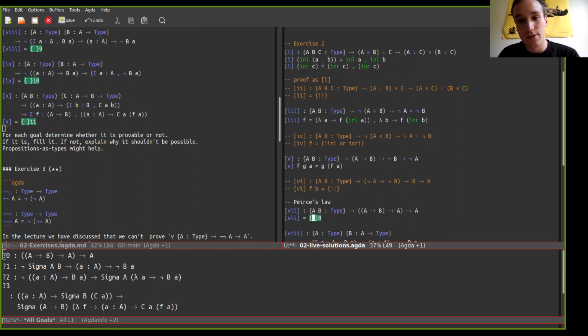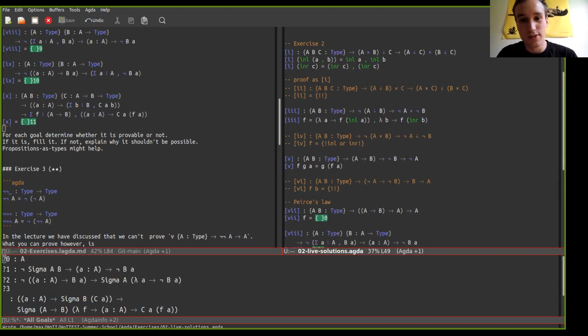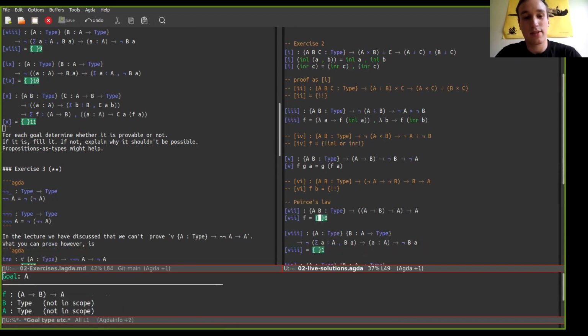Again, you really only have one assumption here, this F, and you have to construct something of type A. Our F tells us we can construct a term of type A if we had a function from A to B, but we know nothing about A or B, so we don't know if there is a function between them. For example, if A is the unit type and B is the empty type, then there won't be a function from A to B, right? So in general, we can't construct an A from that data. Okay, very good.